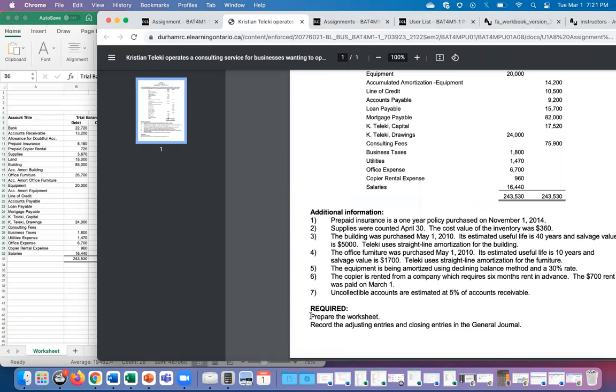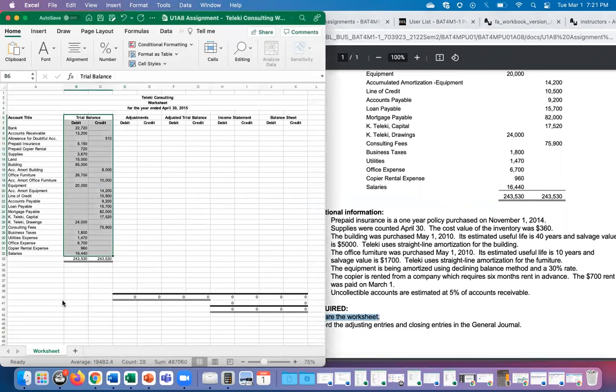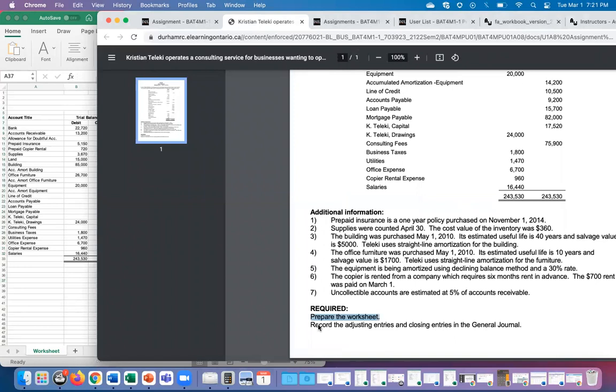At the bottom, it tells you what's required by this assignment. So preparing the worksheet, so basically finishing the worksheet. When we look at this, we see that there are all these columns that aren't filled out. We want to make sure that we fill those in. And then the second part of this assignment, which, as I said, I'll do a part B video for, is recording the adjusting entries and the closing entries in the general journal.